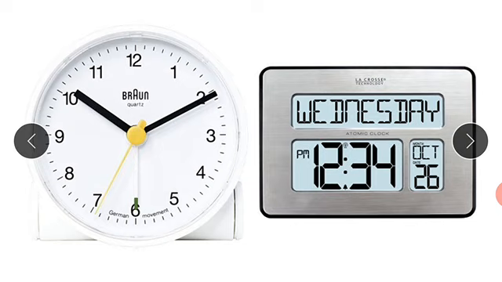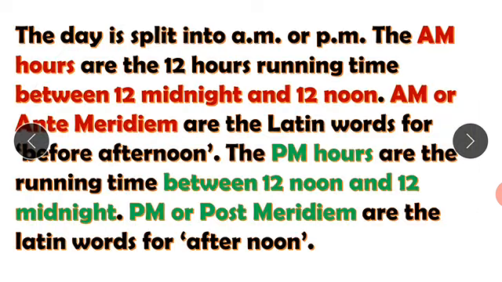The digital clock shows 12:34 p.m. Okay? So the first number represents hours and the second number represents minutes. The day is split into AM and PM. The AM hours are the 12 hours running time between 12 midnight and 12 noon. So that is the AM time.